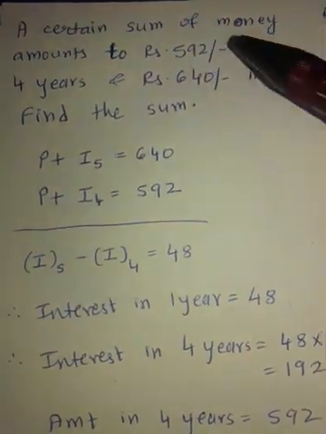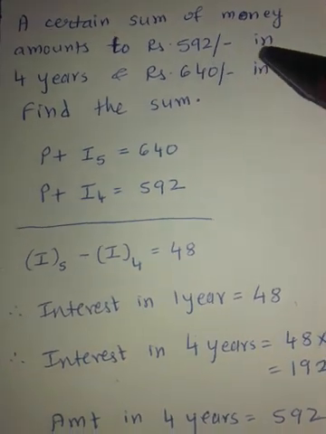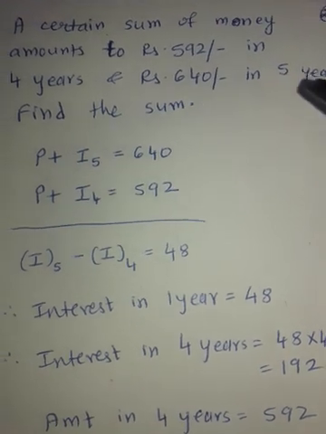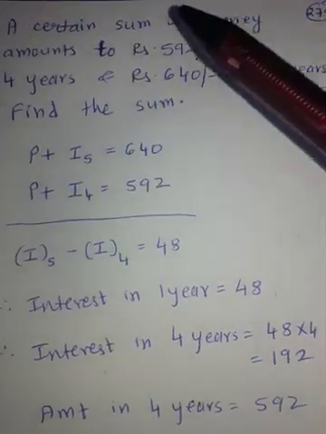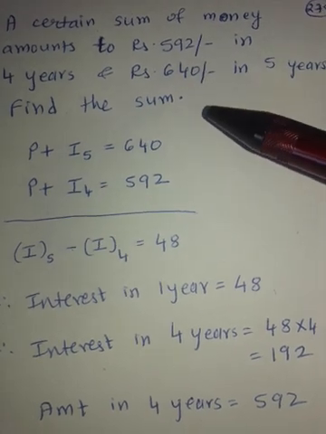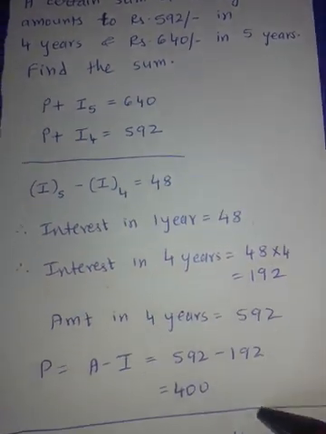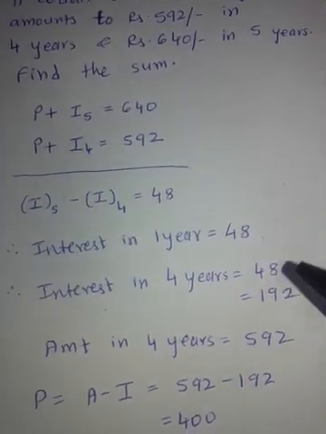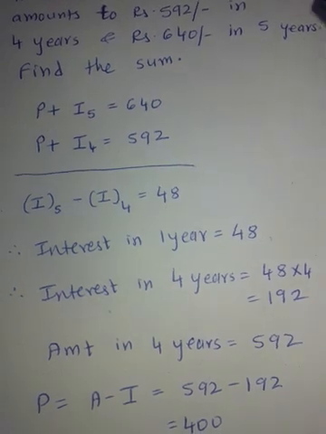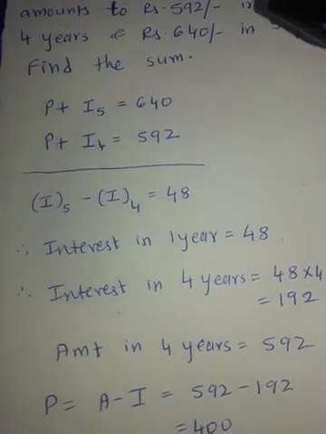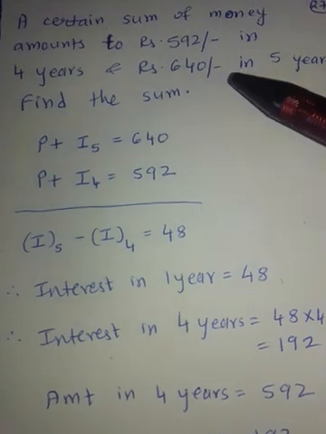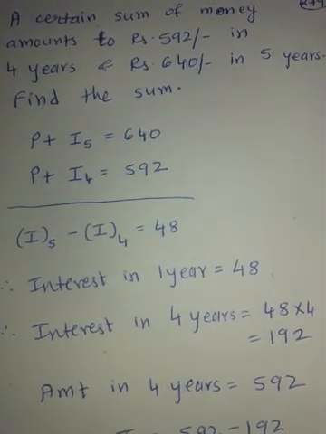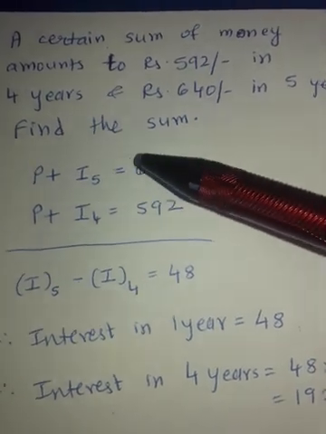A certain sum of money amounts to rupees 592 in 4 years and rupees 640 in 5 years. Find the sum. Here we need to understand a few things, and once you understand, all this time of writing everything will be saved. Here I have written this just to explain to you. You don't have to write all this in your rough work or in your paper. When you are solving, you can save time. This is just an oral example, but I am going to explain each step, and hence I have written it very clearly.